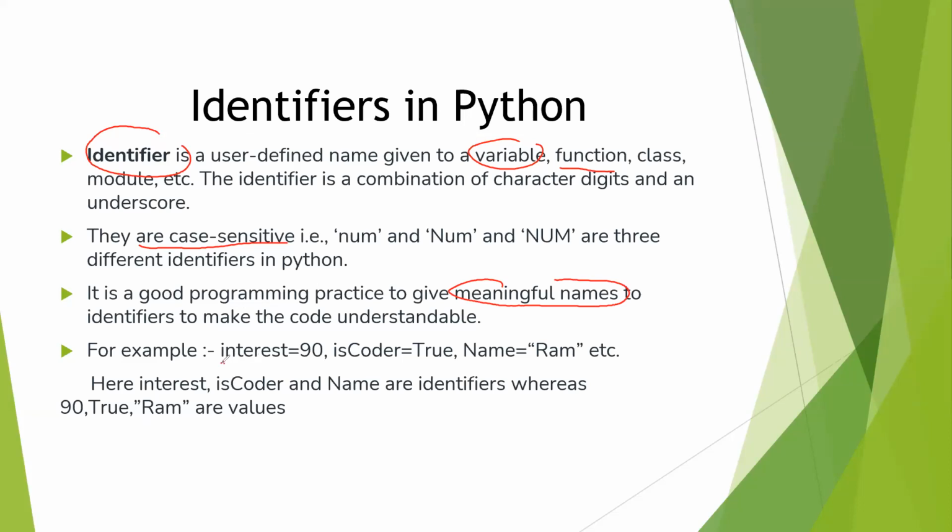For example, if I write interest is equal to 90, you know that 90 is the value of the interest. If I write is_coder is true, you can see that the person is a coder, so the value for this variable is true. If I write name is equal to Ram, you can make out easily that Ram is the name of some person. On the left-hand side we have the identifiers, and on the right-hand side we have the values.